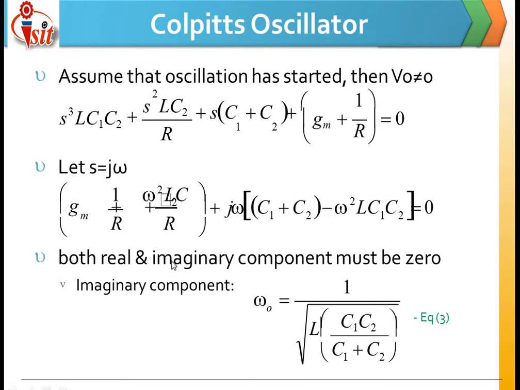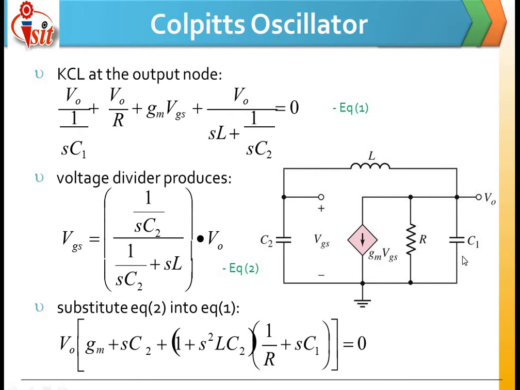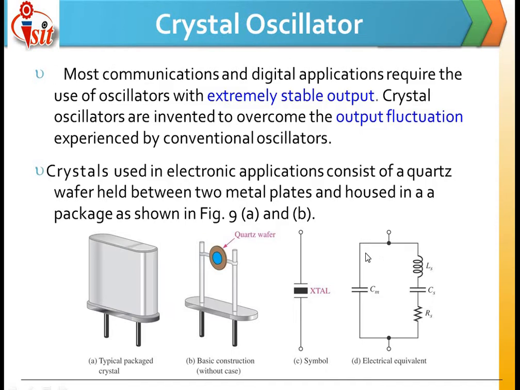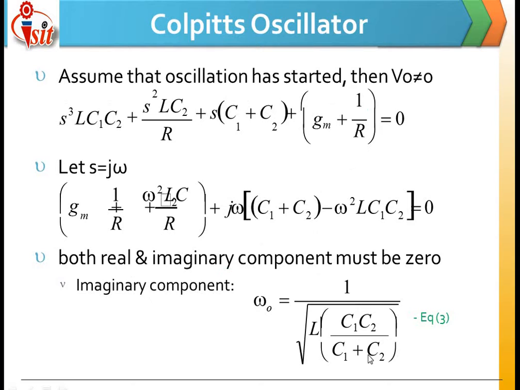Both the real and imaginary components must be 0, that is, the imaginary component gives omega 0 is equal to 1 divided by under root of L C1C2 divided by C1 plus C2. That means C1 and C2 over here, just see, these are connected in series with each other. For that purpose this equation came like this. This is equation number 3.